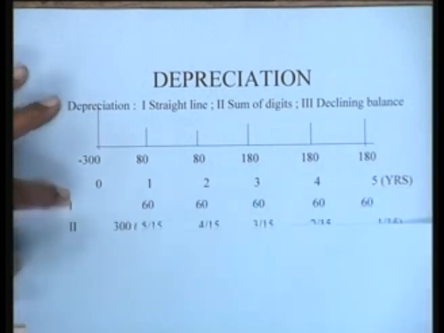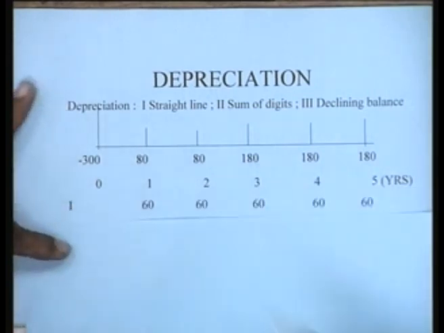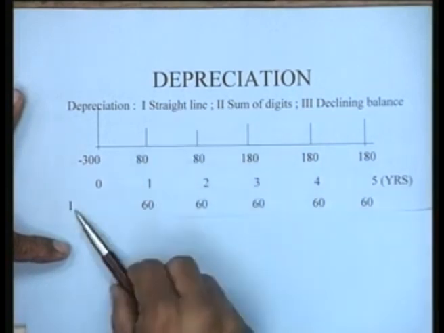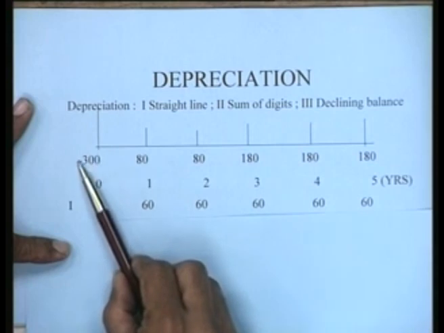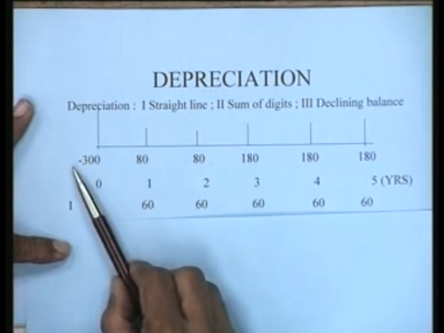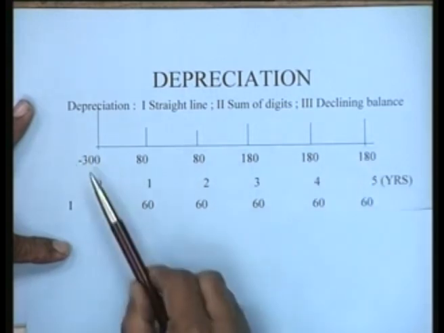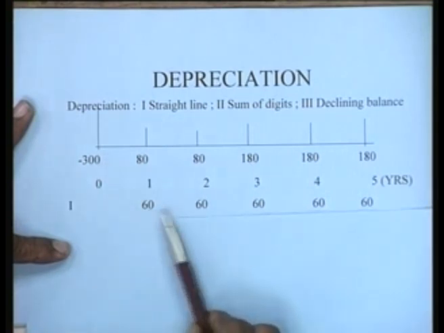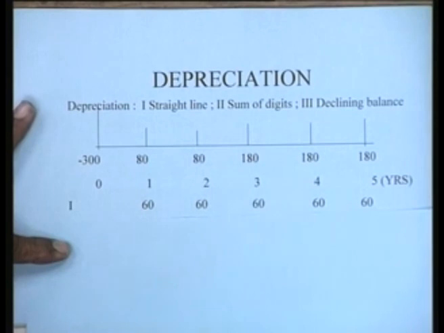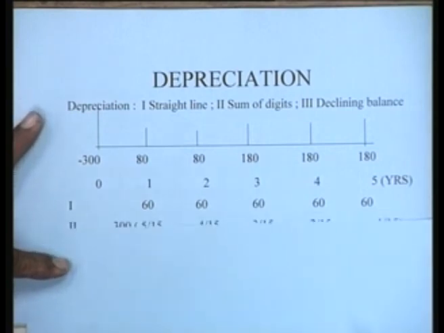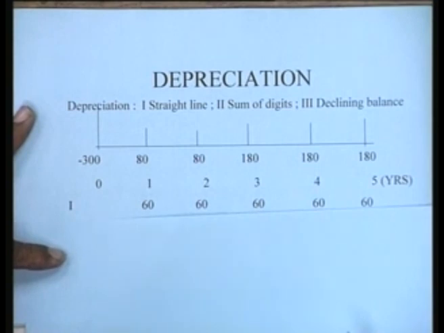If I use straight line depreciation, the total asset value is 300, 300 by 5, 60. So 60,000 will be the depreciation in each year, it is constant. So once you compute this, you can calculate the amount of depreciation, which is exactly this.